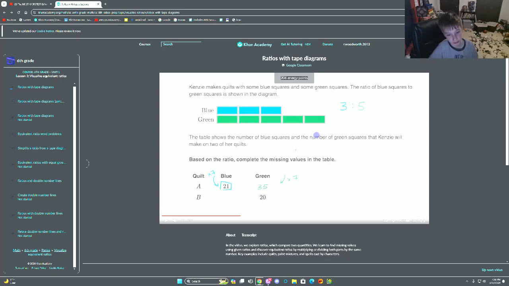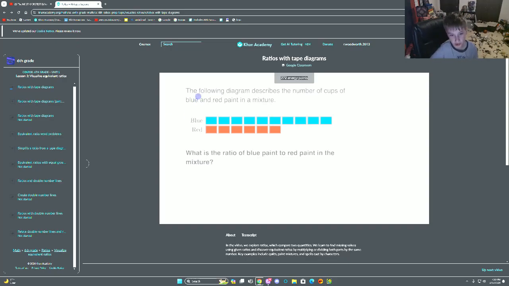And to get, okay, that's 4. So then 3 times 4 is 12. Now we have a situation called B. They've given us the number of green squares, so that's 20. Well, how do we get 20 from 5? We would multiply by 4. So if you multiply the number of green squares by 4, then you would do the same thing for the number of blue squares. 3 times 4 is going to be equal to 12. 12 blue squares for every 20 green squares is the same ratio as 3 blue squares for every 5 green squares. Let's do another example.